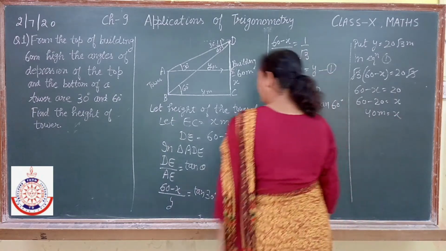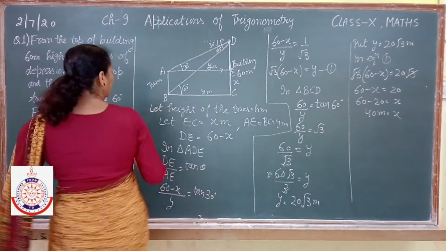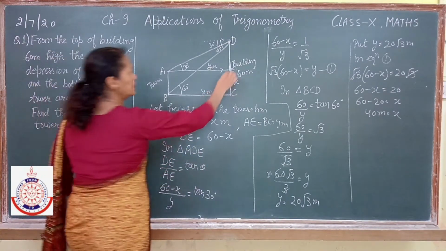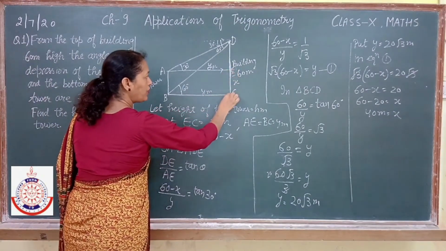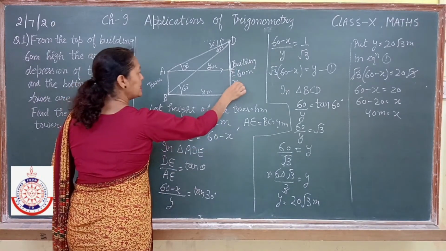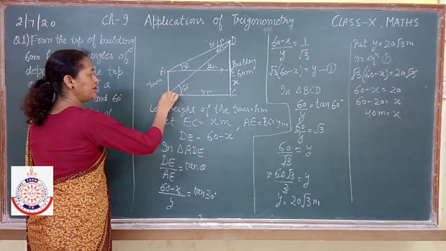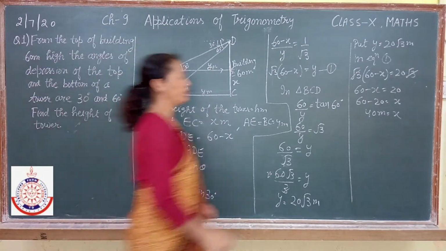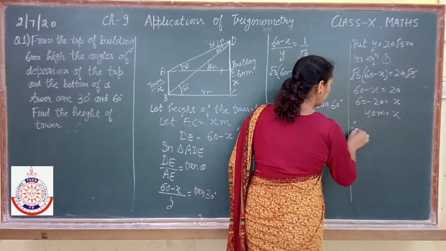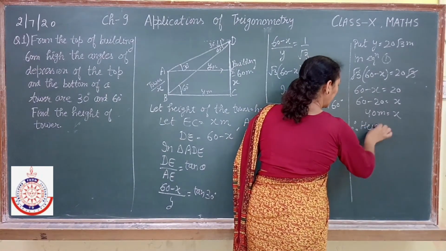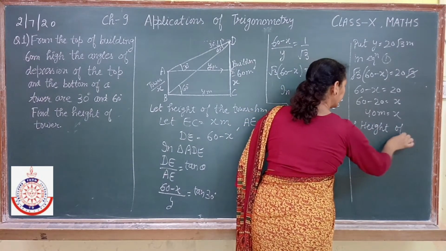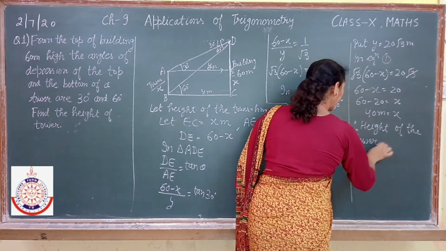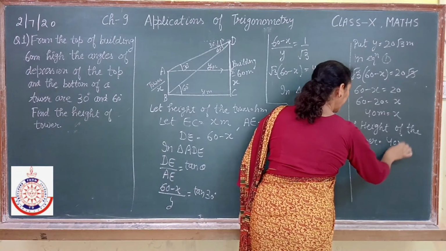What is x? What have we taken x as? We have taken EC as x, which came out to be 40, and EC and AB are the same. So what we have obtained? We have obtained the height of the tower. Therefore, height of the tower is equal to 40 meters.